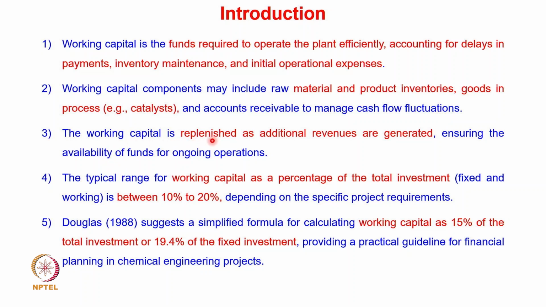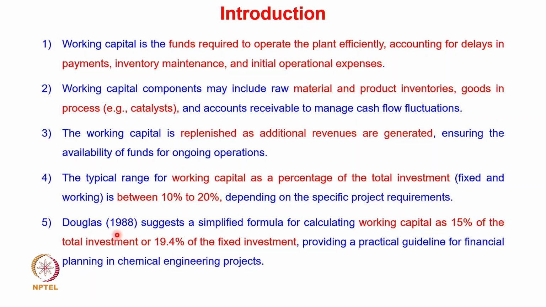So working capital is replenished as additional revenue are generated. So you can see that as soon as the revenues are generated, this working capital is regularly replenished, so ensuring the availability of the funds for ongoing operations, so that you can have the sufficient funds for the ongoing operation. So typical range for working capital as a percentage of the total investment. So you can see that the working capital usually taken as a percentage of the total investment. A typical range which is used is around 10% to 20%. So between 10% to 20% of the total investment is taken as a working capital. Again, this depends on project to project.